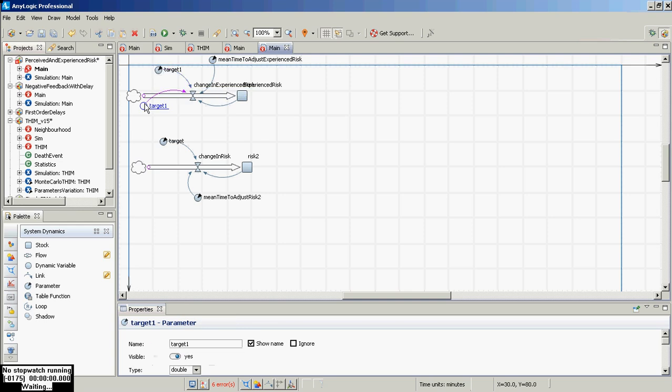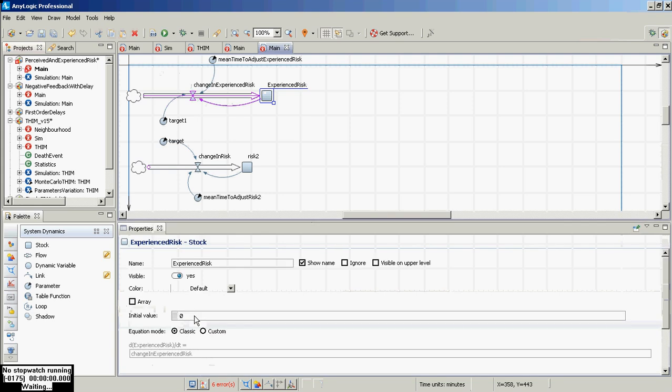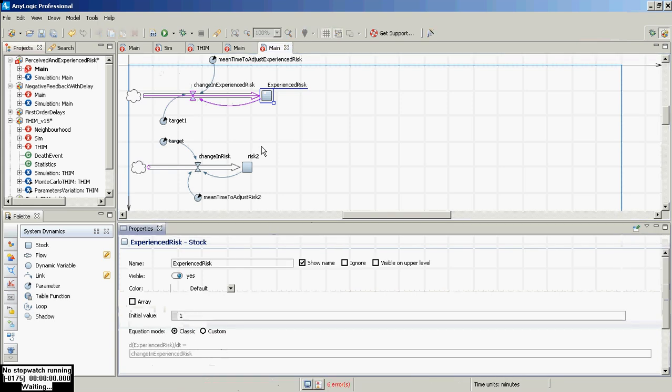And this target here, we're going to come down to in just a second. But first, ladies and gentlemen, I want to impose an experienced risk of, and I'm not going to be picky about the units, an initial experienced risk of 1. Remember, for stocks, you have to specify an initial value. After that, their values are dictated by the flows. Okay, good. So the initial value of this guy is going to be 1, experienced risk.